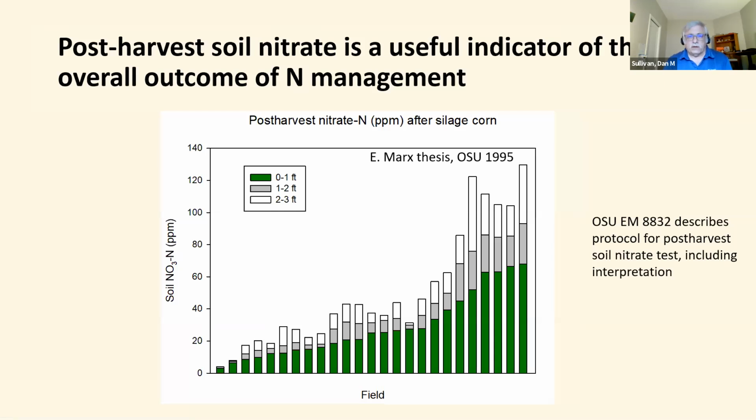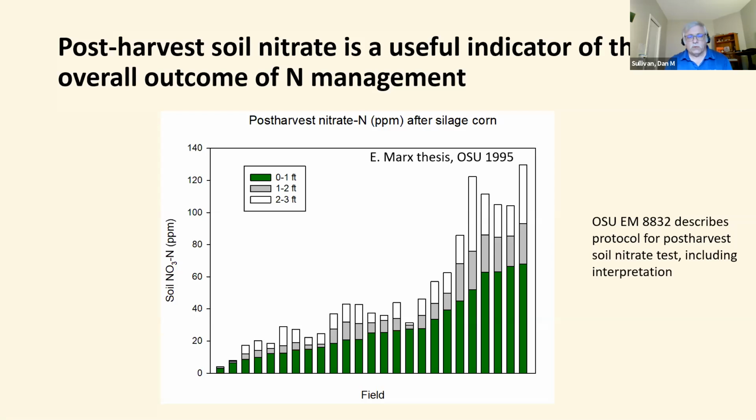So what we found in Western Oregon is that post-harvest nitrate testing can be a useful way to look at the fit between how much nitrogen is going on and how much the crop uses and what is left over and is therefore available for leaching. So this graph shows the soil nitrate nitrogen concentration for samples taken in the fall post-harvest by depth. So each bar here is a field.